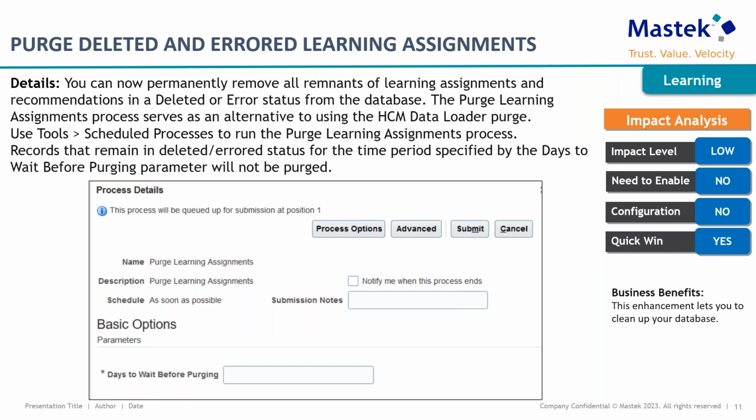You don't need to enable anything. By default, the process is available in scheduled processes. It's not running by default. Learning admins can directly go to scheduled processes work area, search for the process of purge learning assignments, specify the date in the parameters that before which time the deleted records have to be taken care of, and then they can simply submit. By default, Oracle will delete all the errored and deleted status assignments specified in the days in the parameters. Again, this is only available with the Redwood UI.